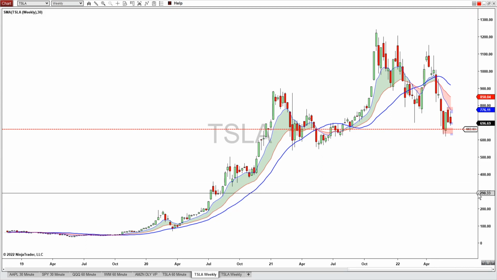For those that are looking for a longer term trade, then look at this weekly chart here, because the trade idea that I'll be talking about will basically be a short-term swing trade.